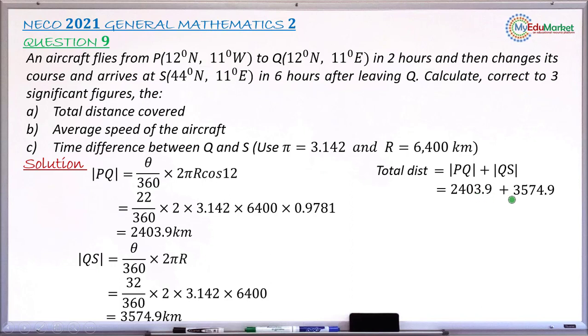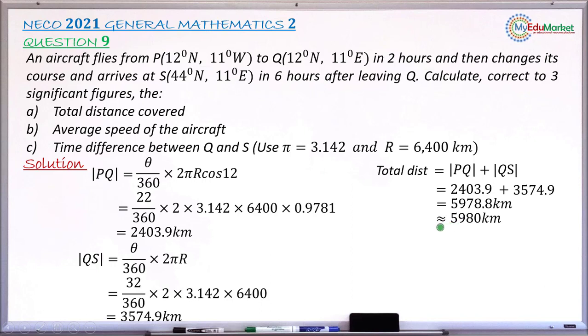Adding these two values correctly gives the answer 5978.8 kilometers. And if this answer is now rounded to three significant figures, I now have 5980 kilometers. This is the total distance covered by this aircraft.